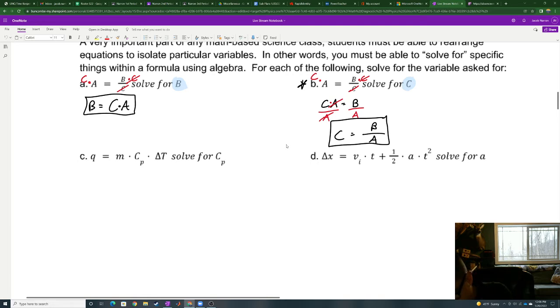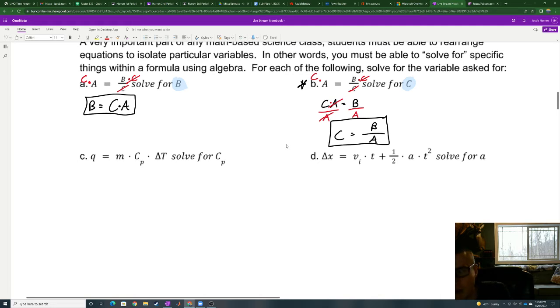Now, don't be confused. This delta symbol, which is represented by a triangle, that's just one variable, okay? In fact, if you want to think about it, this is basically like saying A equals B times C times D. That's really what we're looking for. It's just that in physics and chemistry, sometimes we call it CP. Sometimes we call it delta T, but it still just represents a single variable. All right, so I'm trying to get CP by itself.